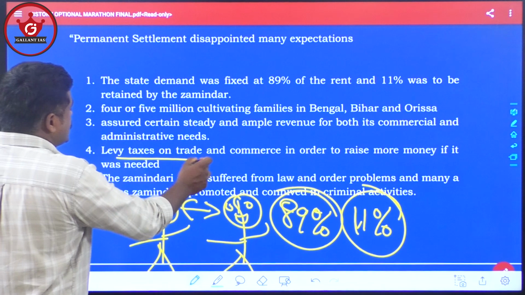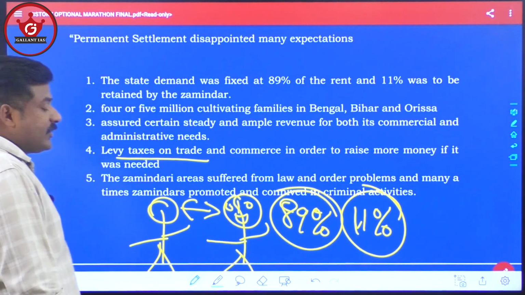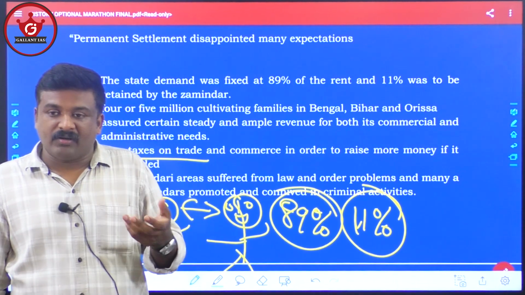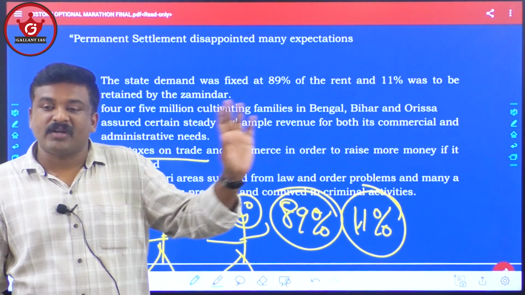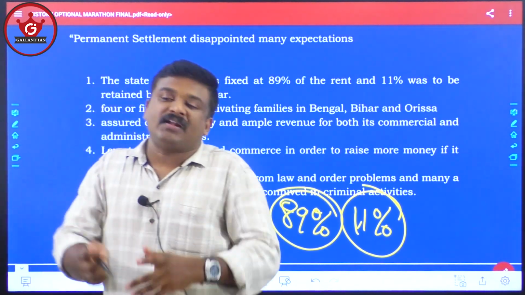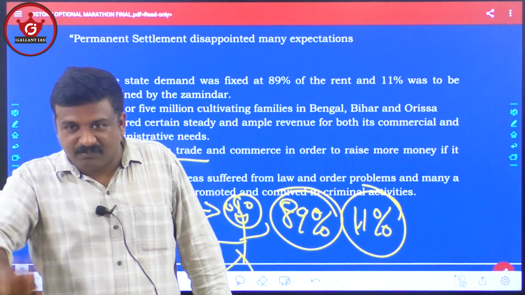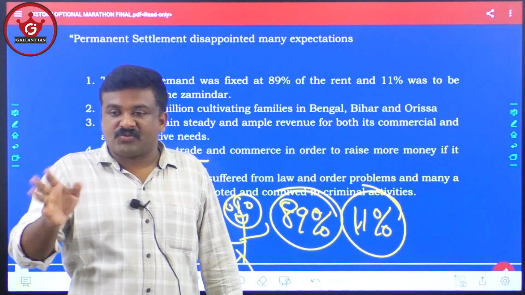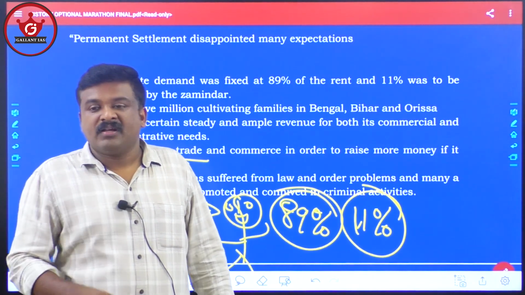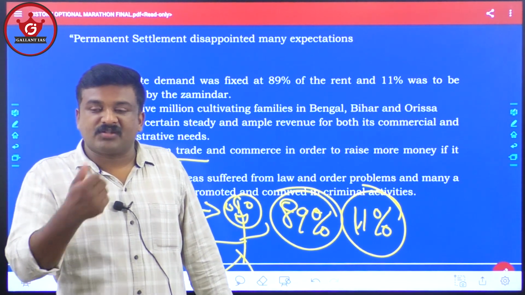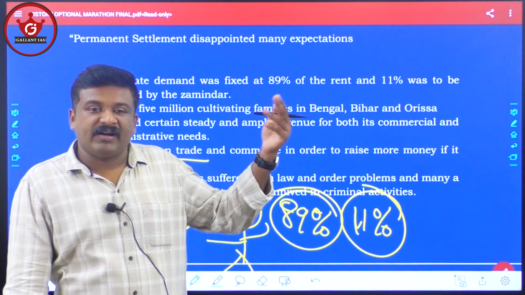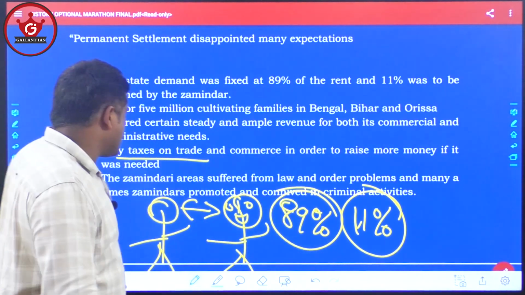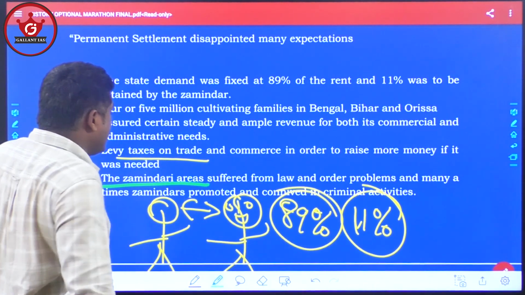Then, levy taxes on trade and commerce in order to raise more money if needed. The idea was like this: if it is a fixed income, and if we require more income, we will increase taxes on trade and commerce. In agriculture, we can fix only this much. 89% means it is fixed forever. It is a huge rate, but still in the surplus case, we cannot demand more. But don't worry, their idea was that if we could not collect it from agriculture, we will collect it from additional income, from trade and commerce. That was their idea.